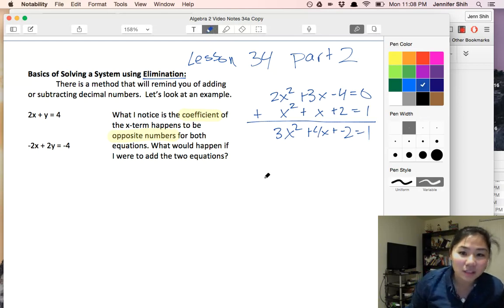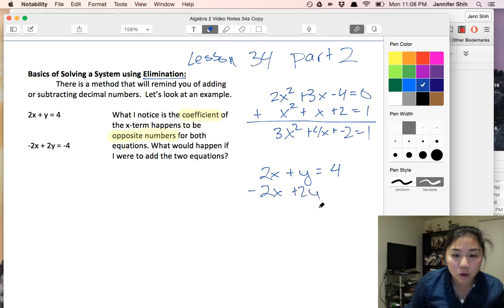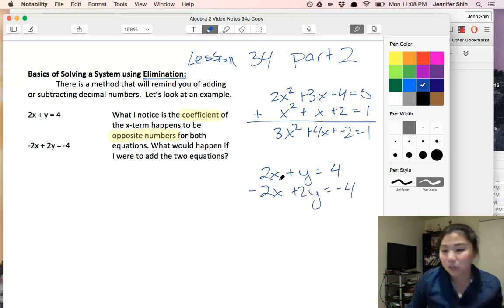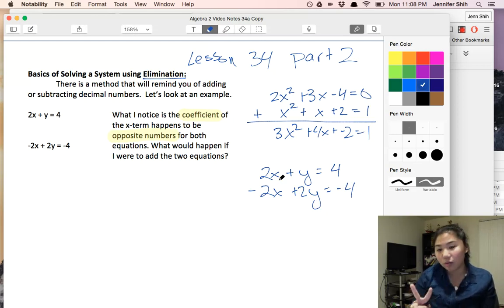Well, this is a lovely question. I'm going to take this and I'm going to write it over here. 2x plus y is equal to 4, and then -2x plus 2y is equal to -4. I just want to start off by saying that in this equation, you have two variables. In order to solve a two-variable equation, you need to have at least two equations. So good thing we have two variables because we also have two equations.